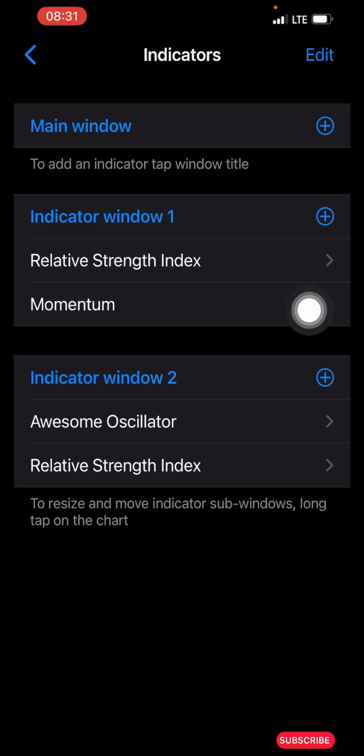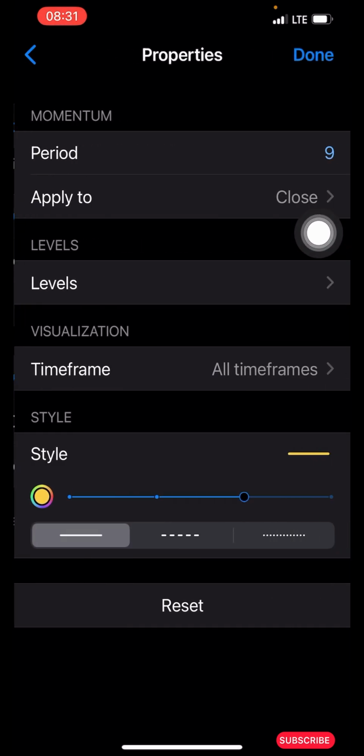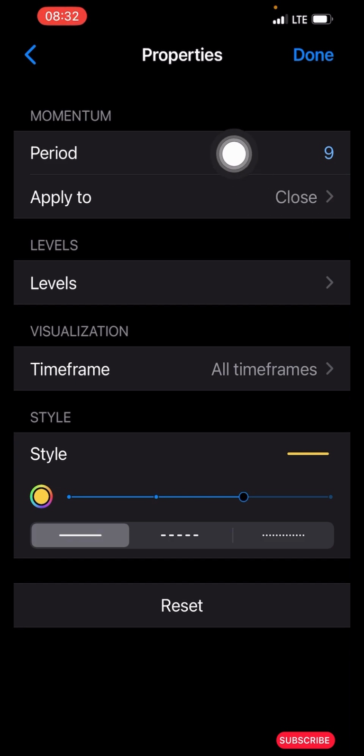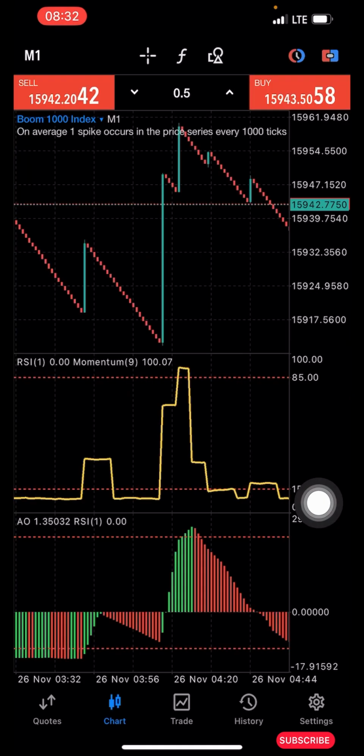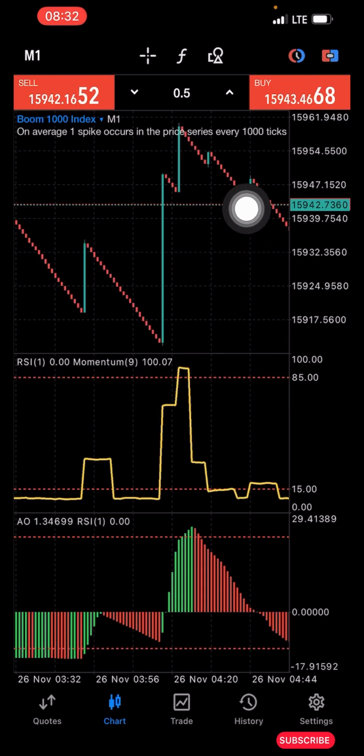The next indicator we have here is the momentum. You have to click on the indicator in the 1 plus icon in order to add the momentum under the relative strength index. So you click on this plus icon, you search for your momentum. The period is 9, apply to close. The level, you leave it as it is. Time frame is all time frame. The style, you have to make it color yellow, 3 pixel, and then you click on done. Once you have added those two indicators, you are going to have this first indicator here.